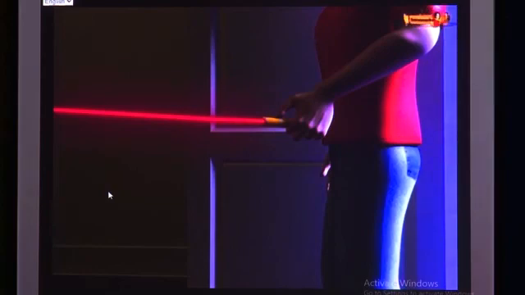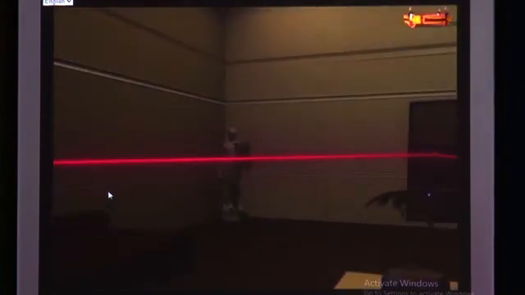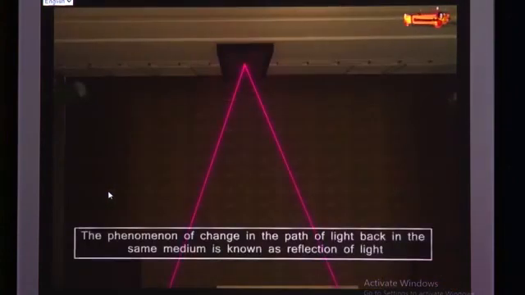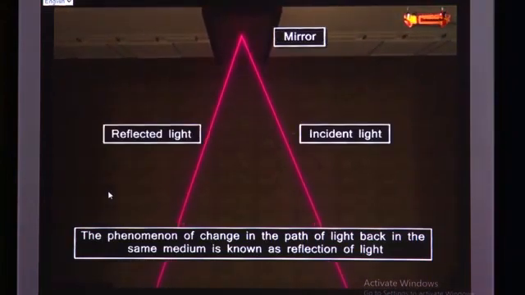We know that light travels in a straight line. When a polished or shiny surface comes in the path of light, the light changes its path and gets reflected back into the same medium. This phenomenon of change in the path of light back in the same medium is known as reflection.